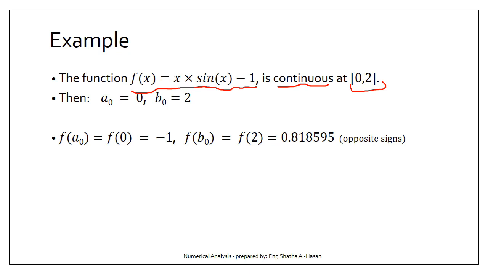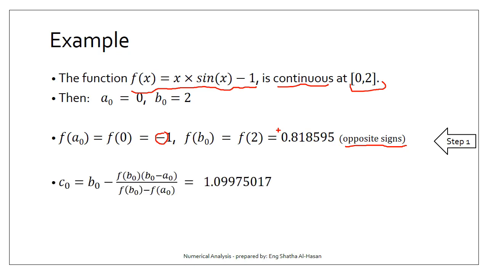First we have to check whether f of a and f of b have opposite signs. So we need to make sure they have opposite signs. Of course, f of a equals minus 1, which is negative, and f of b equals 0.818, which is positive. Then we have two opposite signs. This is step number 1.